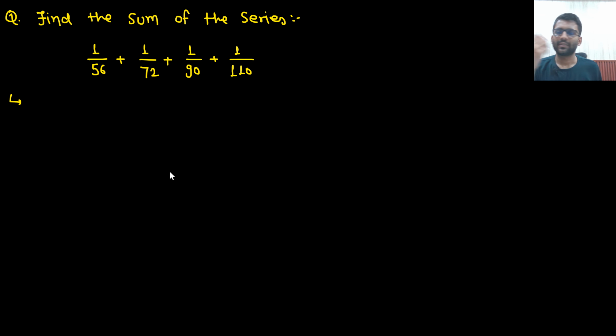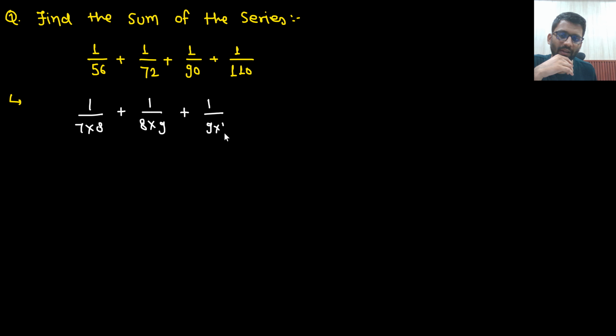So let's see the next question. This summation you have to do. Only till this much you have to add. 1 by 56 plus 1 by 72 plus 1 by 90 plus 1 by 110. This is what you need to add. How will you do it? One thing I can notice: what is 56? That is 7 into 8. Plus, what is 72? That is 8 into 9. What is 90? 9 into 10.